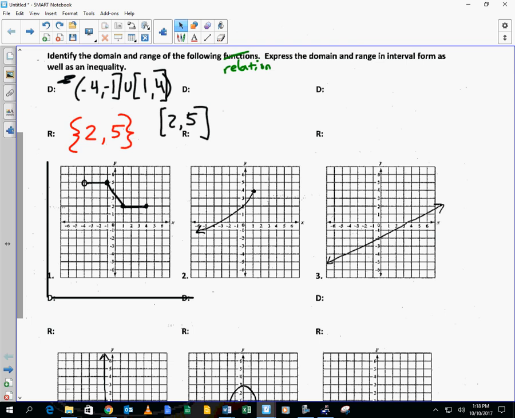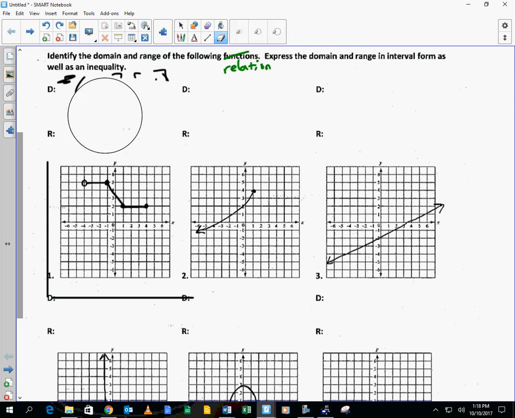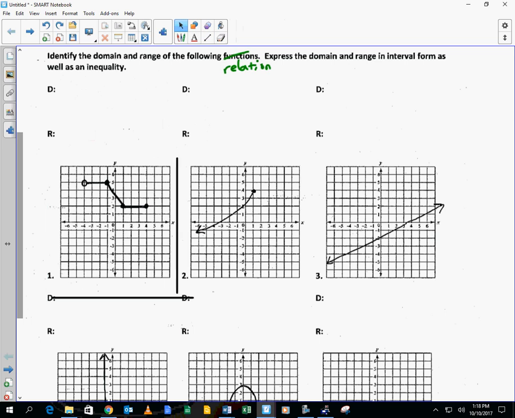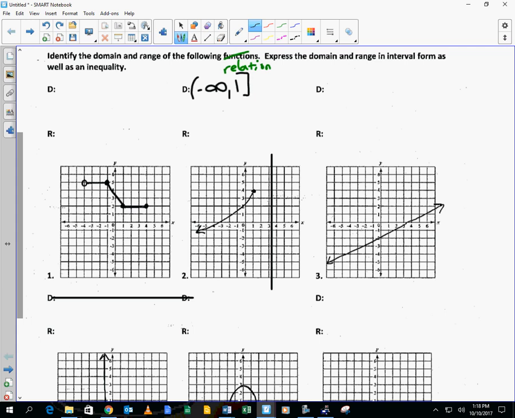All right, let's move along. Letter number 2. I grab that vertical line, I drag it across. Am I going to have values out here? Yep, here, here, here. No, it looks like I run out at 1. So I go from negative infinity to 1. And as I look at the range, we'll cross here eventually. Yep. So I go from negative infinity to 4.